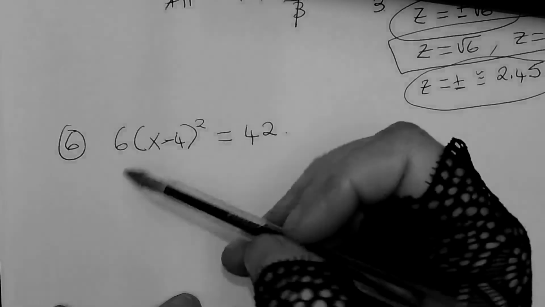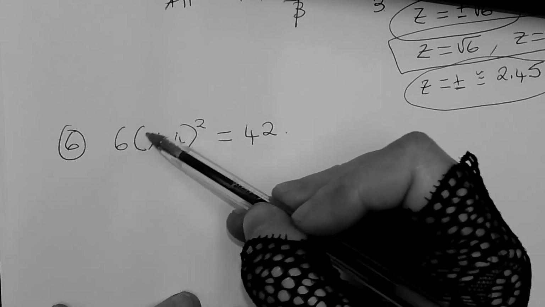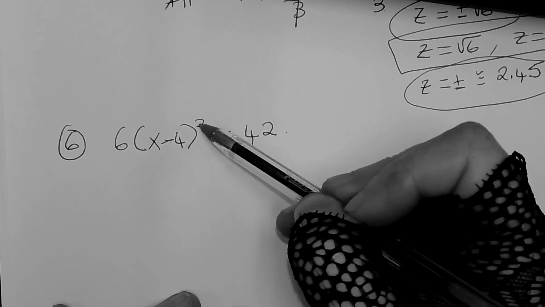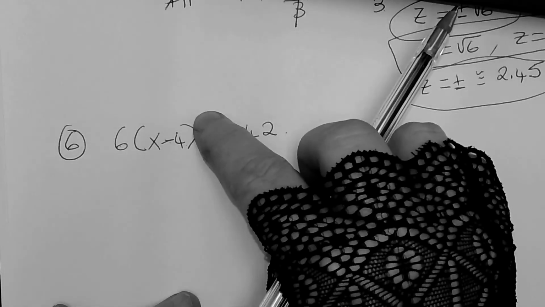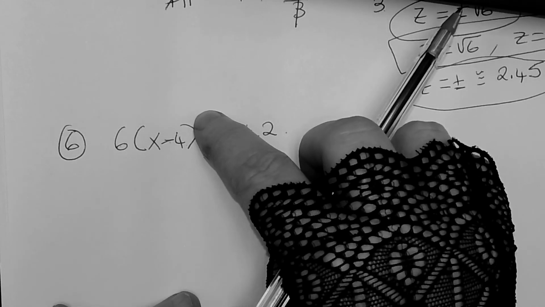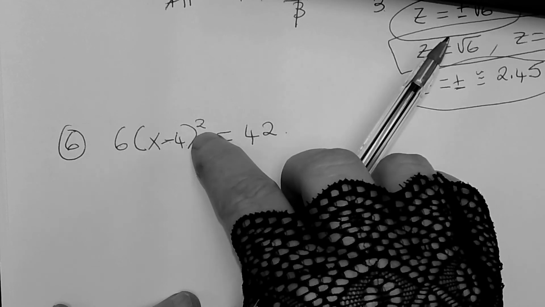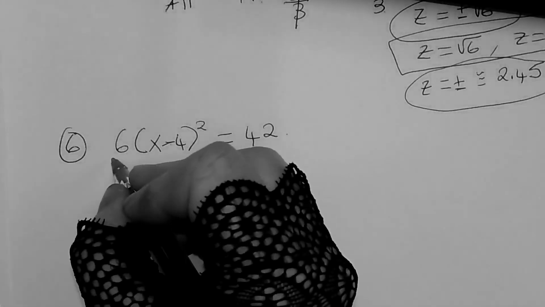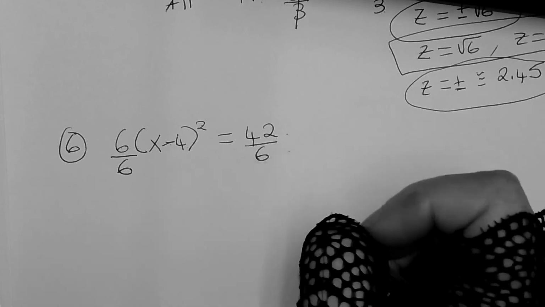Now don't ever try to multiply 6 times x and 6 times negative 4. And the reason you're not going to do that is because you're raising this to the second power. If it did not have that and it looked like this, then go ahead, you can multiply. But you can't when there's a power other than 1 there. So you have to divide then. So I got to get rid of the 6. So I divide the 6 into the 42.